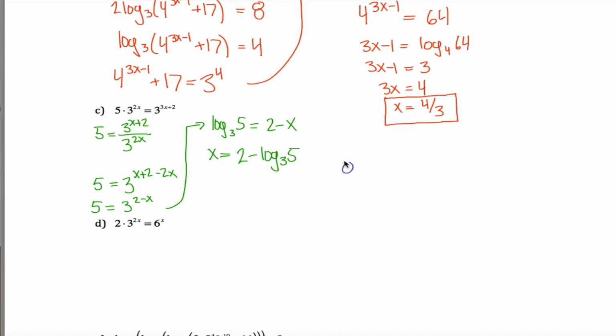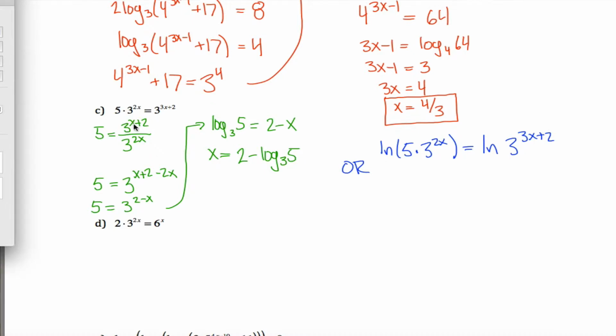Note here, you could do this problem differently if you felt like it. If you wanted to just take a log at the very start, you take any log you want, maybe the natural log, of 5 times 3 to the 2x. That would be equal to the natural log of 3 raised up to the 3x plus 2 power. Dang, I missed that throughout the problem. Bummer. I thought it just said x plus 2 here, but it didn't. It said 3x plus 2.